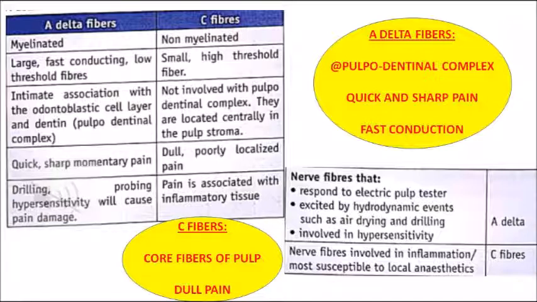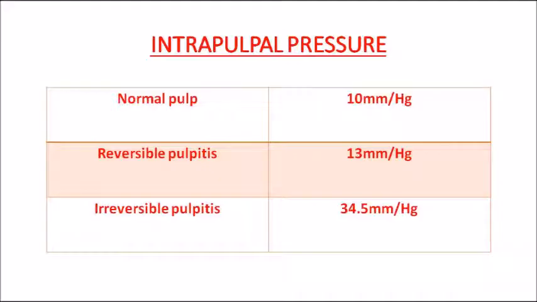Now, the nerve fibers which respond to electric pulp testing, are excited by hydrodynamic events such as air drying or drilling, or are involved in hypersensitivity, all these apply to A delta fibers, whereas nerve fibers involved in inflammation or more susceptible to local anesthetic are C fibers. These two points you should also remember. When we are talking about reversible and irreversible pulpitis, there is a differentiating factor of irreversible pulpitis, which is that on lying down the pressure within the pulp changes, so there is a change of posture.